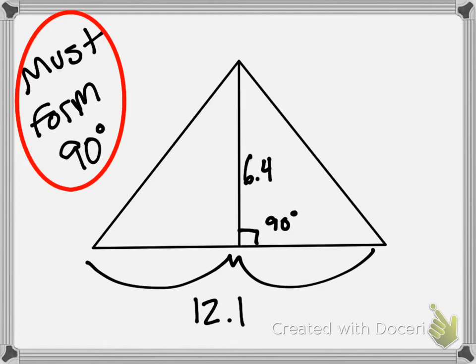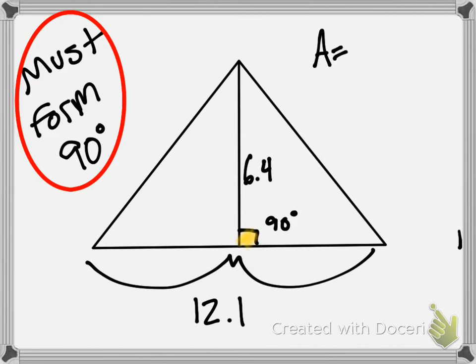Now, the same rules apply here as when we're doing our parallelograms. The sides that we pick must form a 90-degree angle. So I can't just pick my height based on any old thing. If I had this being 7 and the bottom being 12.1, I can't multiply those two because they do not form a 90-degree angle. So it always must form a 90-degree angle.